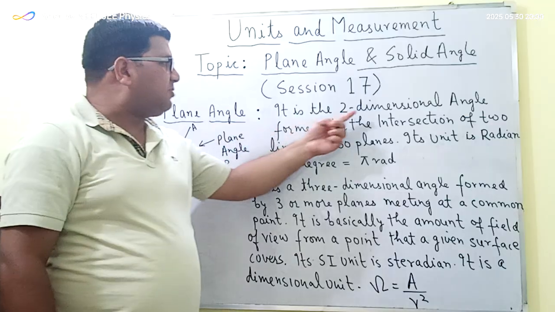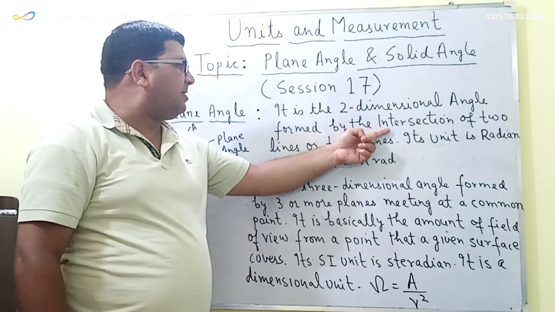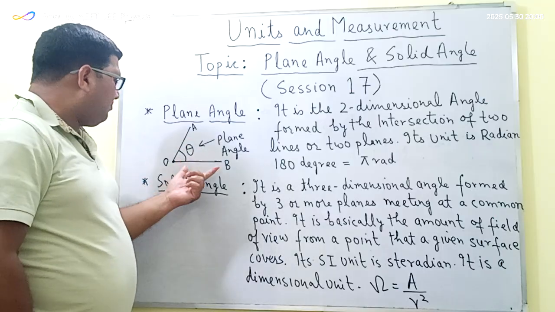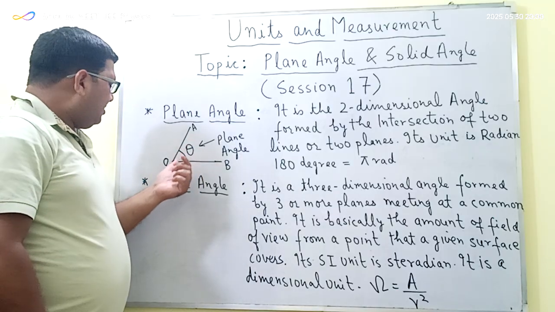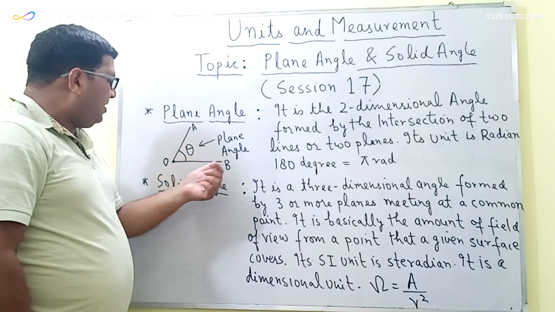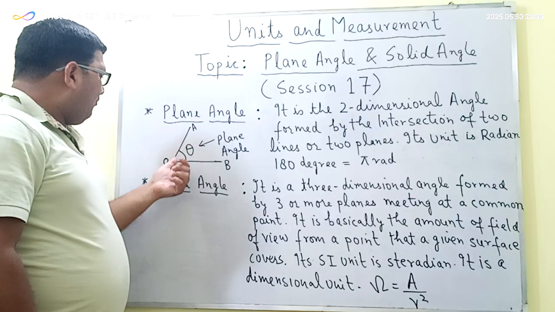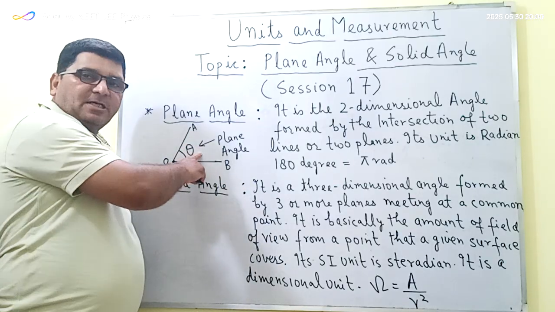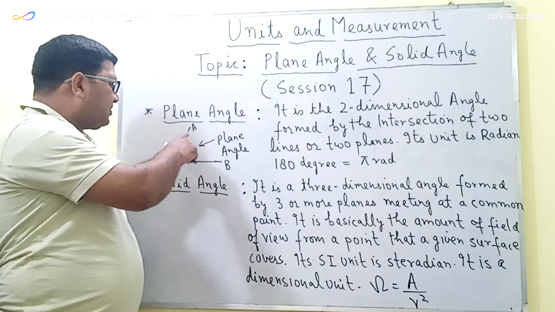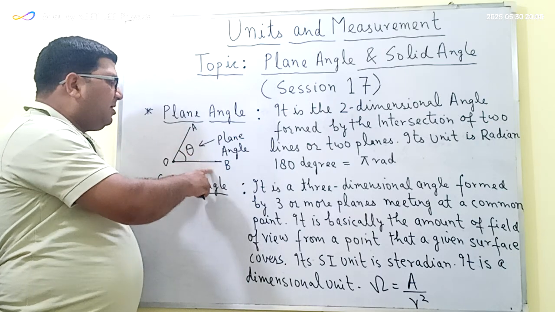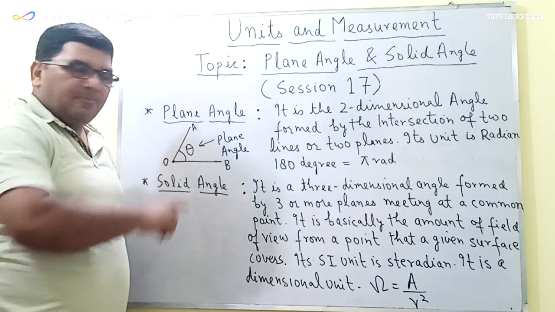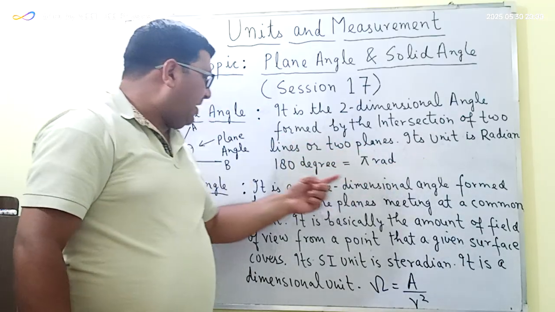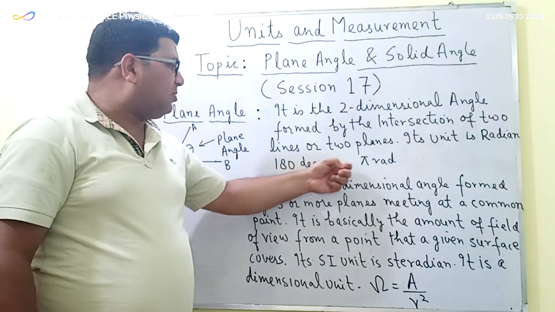The plane angle is a 2-dimensional angle which is formed by the intersection of 2 lines or 2 planes. Here I have drawn one simple diagram. There are 2 lines OA and OB. The angle formed by the intersection of these 2 lines, that is theta, is the plane angle. The unit of the plane angle is radian, and 180 degrees is equal to pi radian.